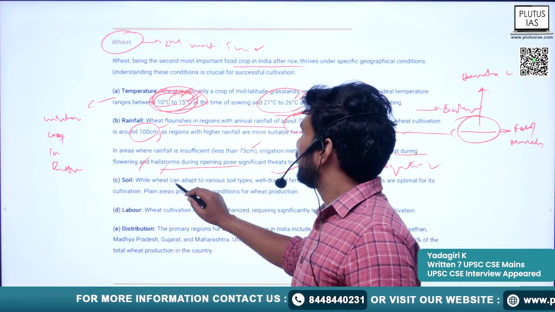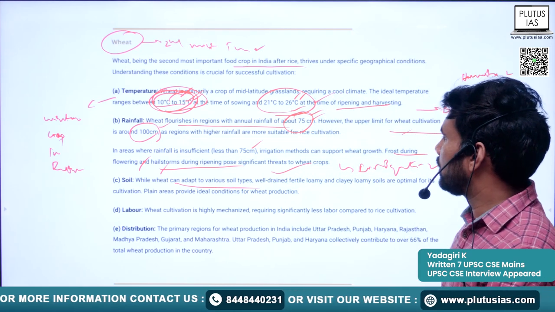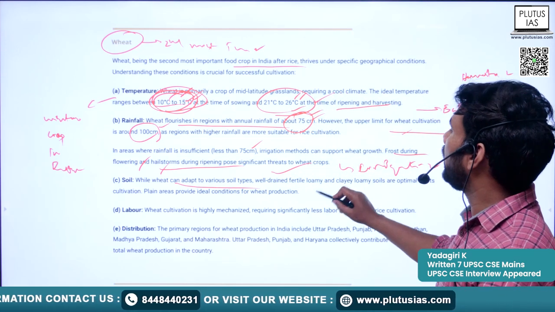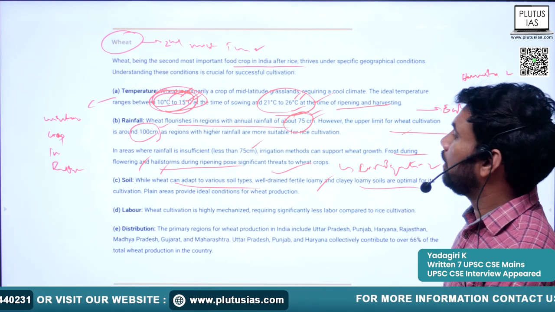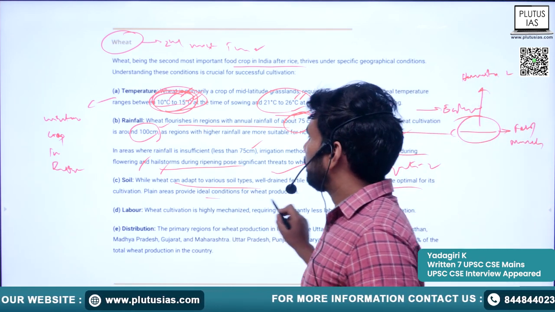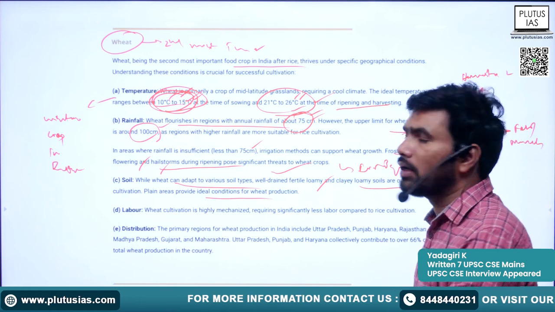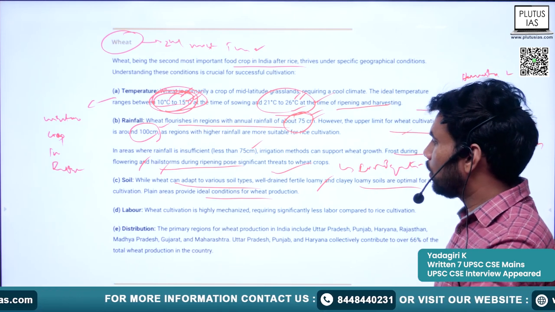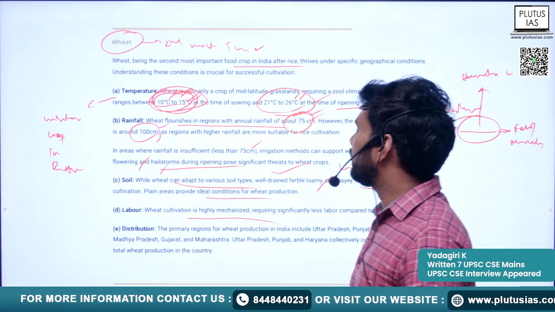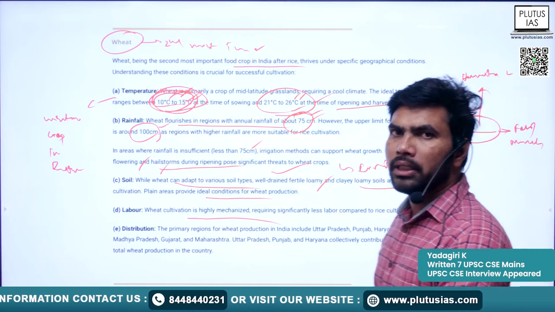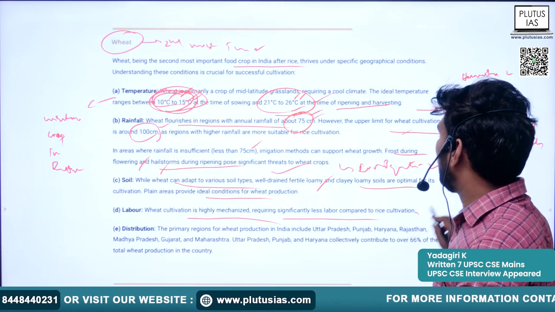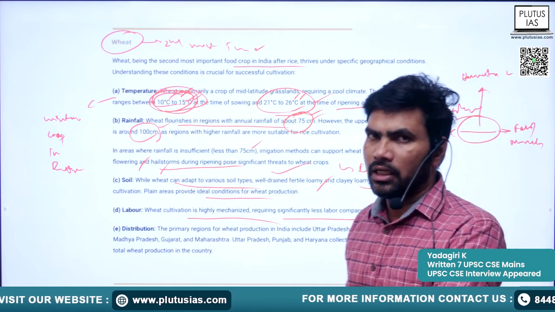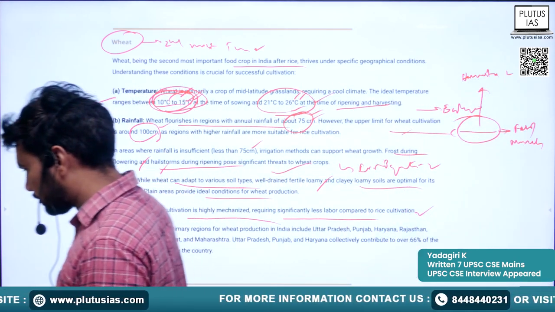Soil, when we see, the wheat can adapt to various soil types. Well drained, fertile loamy and clayey loamy soils are optimal. Plains provide ideal conditions for wheat production. Right. Labor, if you see, wheat cultivation is highly mechanized, as you all know, in the Punjab and Haryana regions, requiring significantly less labor when compared to rice cultivation. Right.